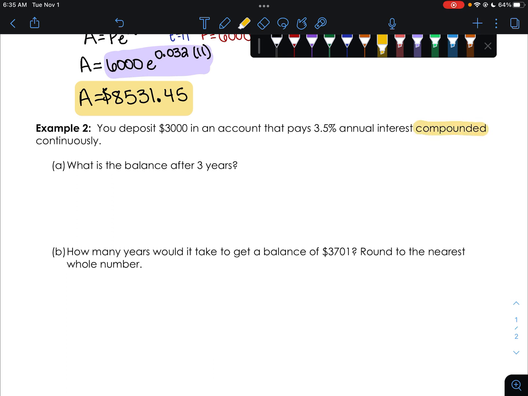So again, it says compounded continuously, which means that we can use our formula A equals P times e to the rt power. We start identifying our variables. You deposit $3,000 in an account, so that tells me that my principal is $3,000. It says that it pays 3.5% annual interest. So my rate, again, we move the decimal two places and we get 0.035. And the time, it tells us, is 3 years.